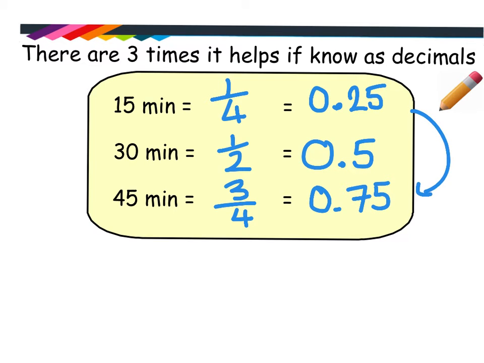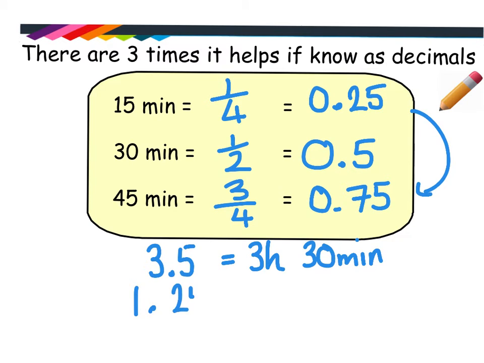Now, the reason we have to do this is some of your answers will maybe come out today as 3.5, and you would then have to write that as 3 hours, and instead of 5 or 50 minutes, which pupils write, you would say, oh, that's 3 hours 30. Or if you came out with 1.25 as an answer, you would say, oh, that's 1 1/4 hours, so that is 1 hour 15 minutes. So this is why we need to recap these before we go on.